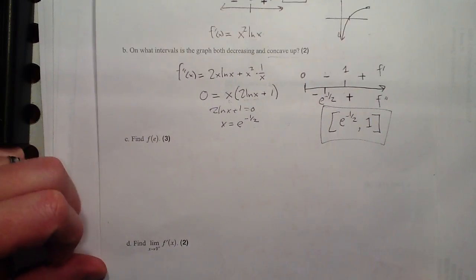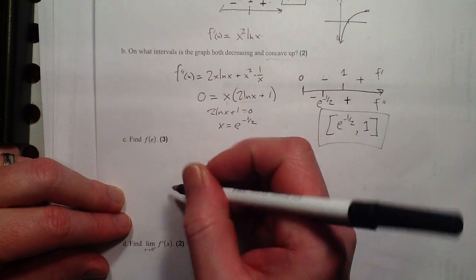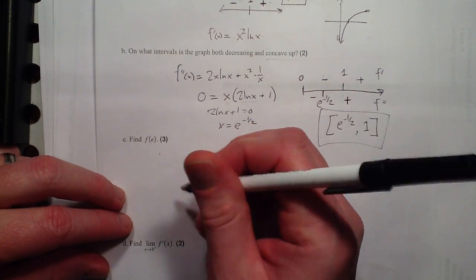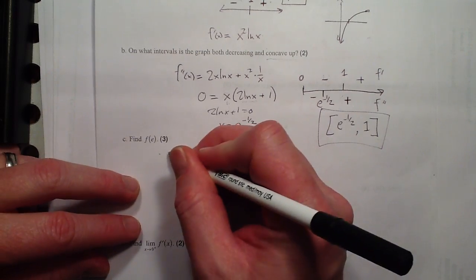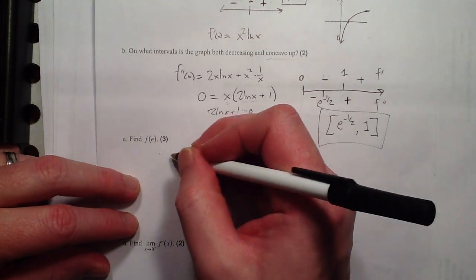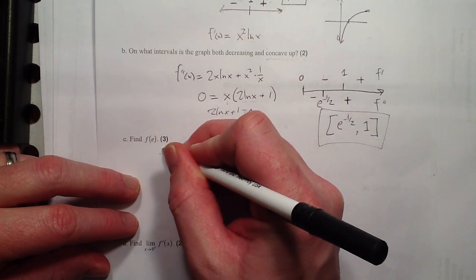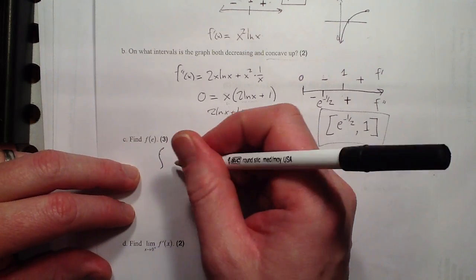Find f of e. Well, let's see. If we want to find f of e, I think we need to find the antiderivative. There's a couple ways to do that. I'm just going to go ahead and find the antiderivative and then solve for c.